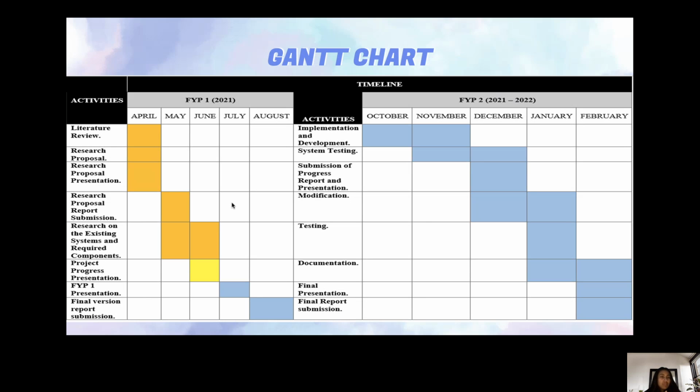In April we did the literature review and research proposal presentation. Then in May we are doing research proposal report submission and research on the existing systems and required components. Then in June and July, progress presentation. Then July and August are left and in progress. So for October, November, December, January and February, we have to go through all the implementation, testing, documentation, modification, and submission of the progress report. Then we have the final presentation and final report submission.